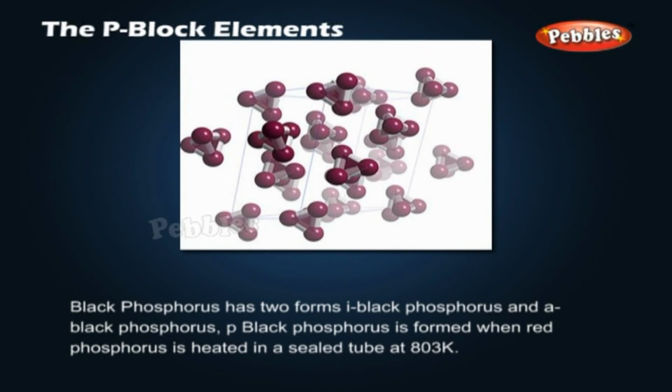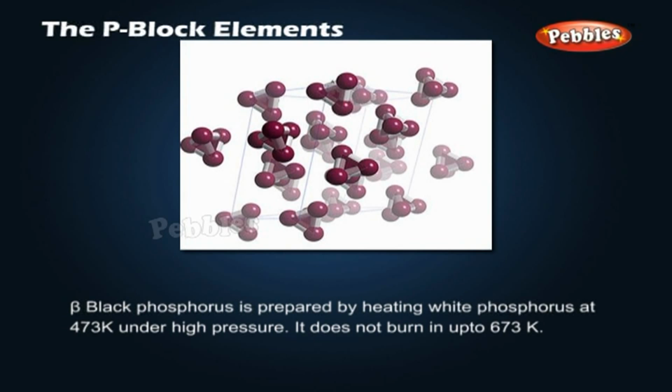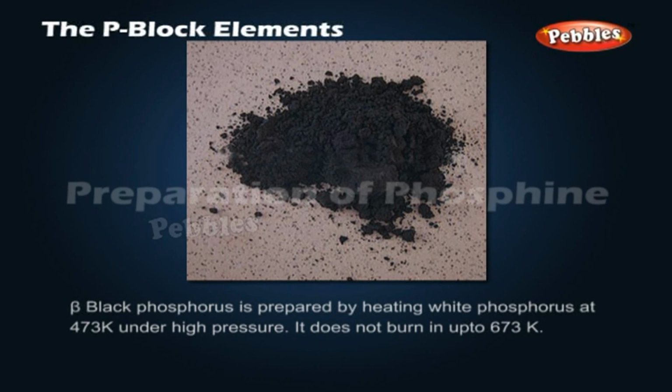Black phosphorus. Black phosphorus has two forms, alpha black phosphorus and beta black phosphorus. Alpha black phosphorus is formed when red phosphorus is heated in a sealed tube at 803 K. It can be sublimed in air and has opaque monoclinic or rhombohedral crystals. It does not oxidize in air. Beta black phosphorus is prepared by heating white phosphorus at 473 K under high pressure. It does not burn up to 673 K.